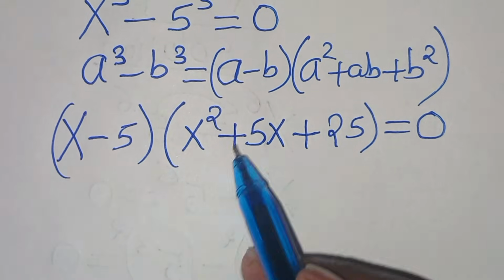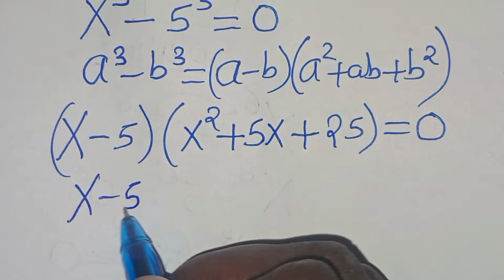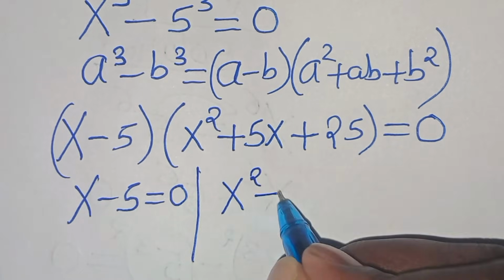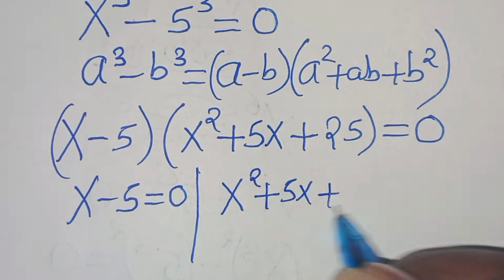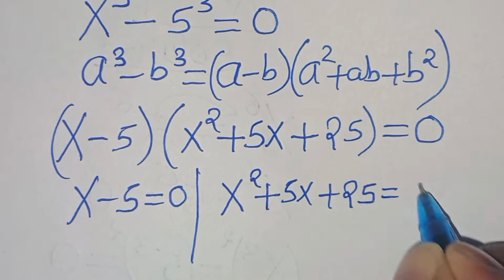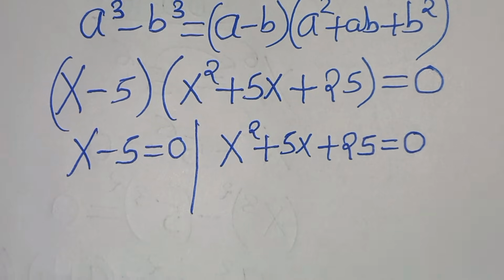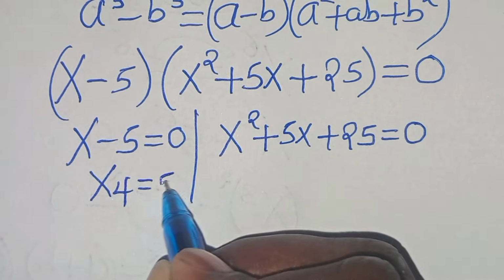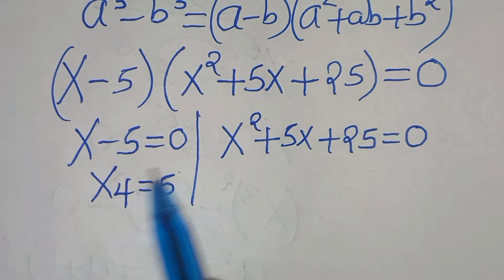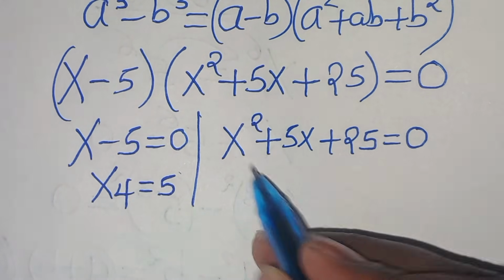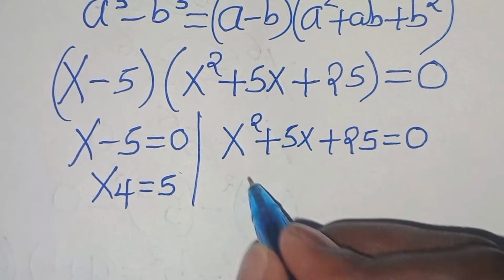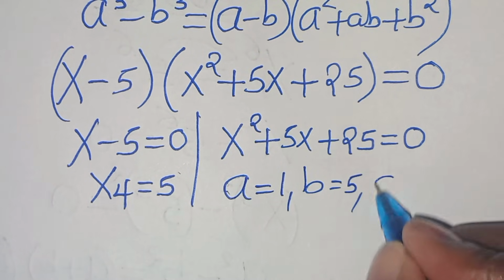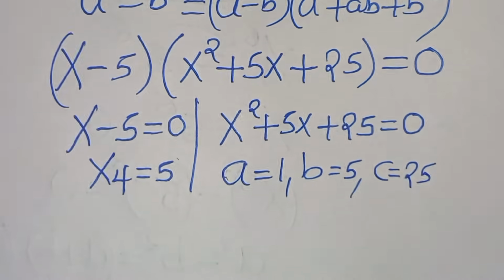Again, we have two parts here. The first is x minus 5 equal to 0, and we have x to the power of 2 plus 5x plus 25 equal to 0. From the first part, we have that x4 is equal to 5. Now, this is the second real solution that we have. And the second part is a quadratic equation where a is equal to 1, b is equal to 5, and c is equal to 25.